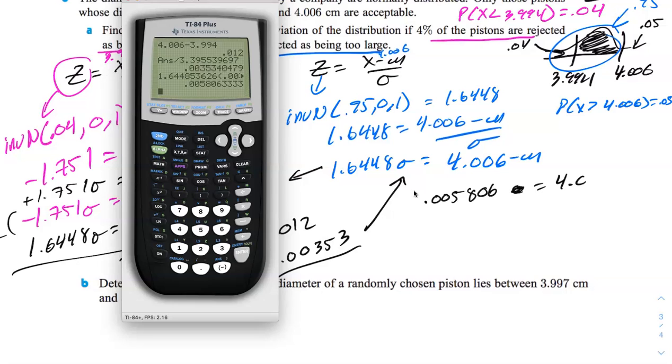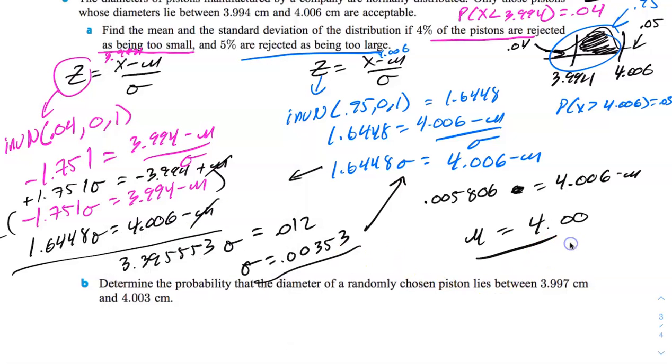equals 4.006 minus mu. Again, I like to add mu and subtract that. So I'm going to get 4.006 minus my answer, and I get mu equals essentially 4. 3 sig figs, so 4. And there you go. That was ugly.